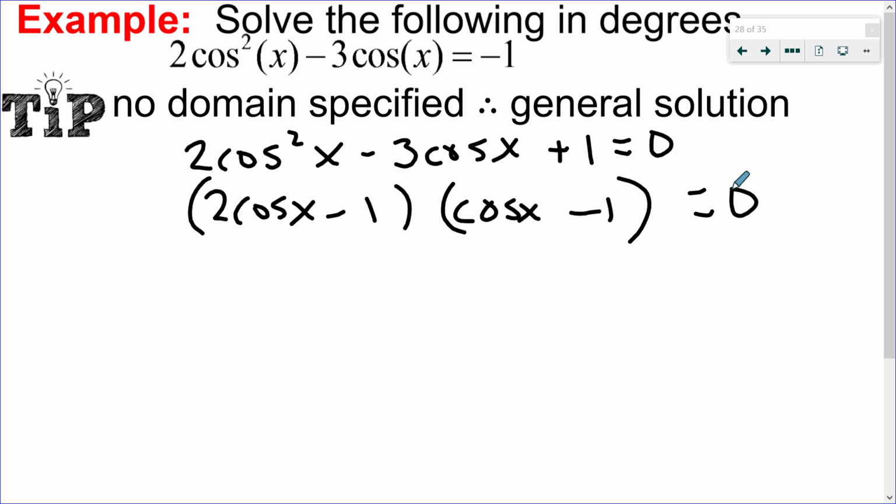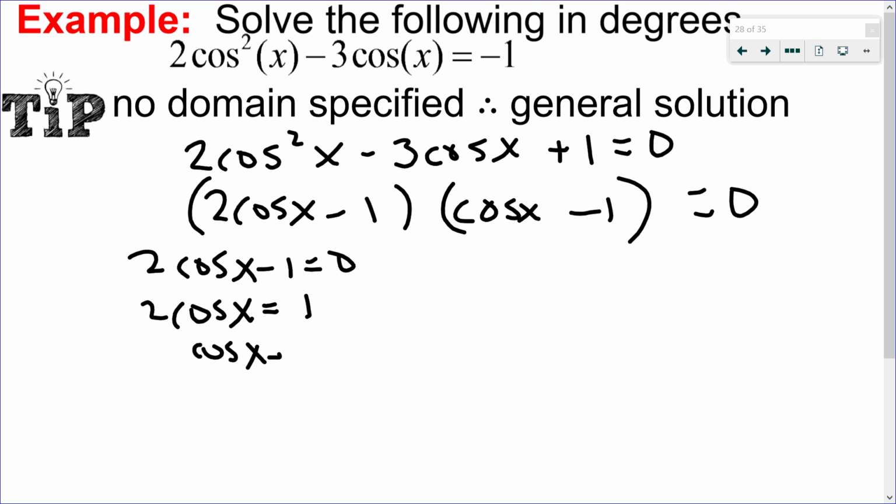Okay, so I'll set each factor equal to 0. So 2 cos x minus 1 equals 0. So 2 cos x, add 1 to both sides, and divide both sides by 2, half. Over here, add 1 to both sides, like that. So solving it in degrees, I want to find all of the solutions from 0 to 360 and then add on multiples of the period.